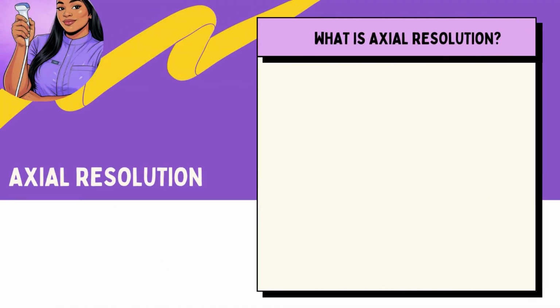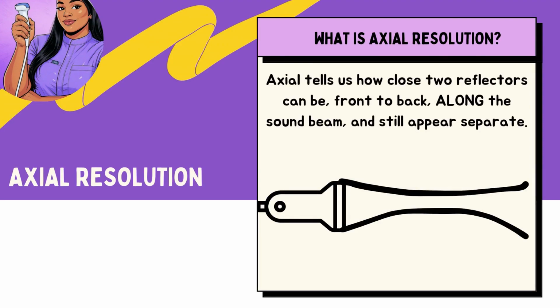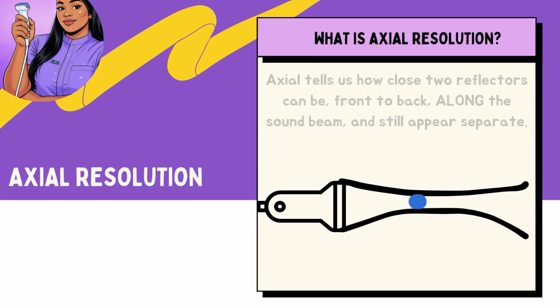Now let's talk about axial resolution. Axial resolution tells us how close two reflectors can be front to back along the sound beam and still show up as two separate echoes instead of one. If the echoes overlap, your image will lose clarity and the machine will just see one bigger echo. So let's make this make sense.